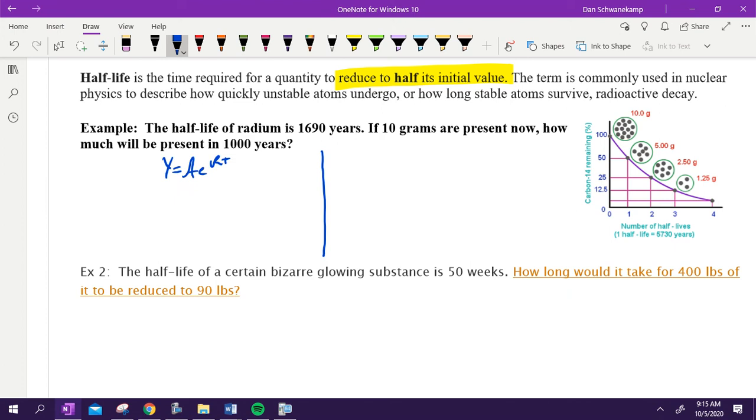So it's y equals Ae^(kt). The first thing we're going to do is half-life. Looking at just that sentence that talks about half-life, it's this one right here: the half-life of radium is 1,690 years. What is something I know?